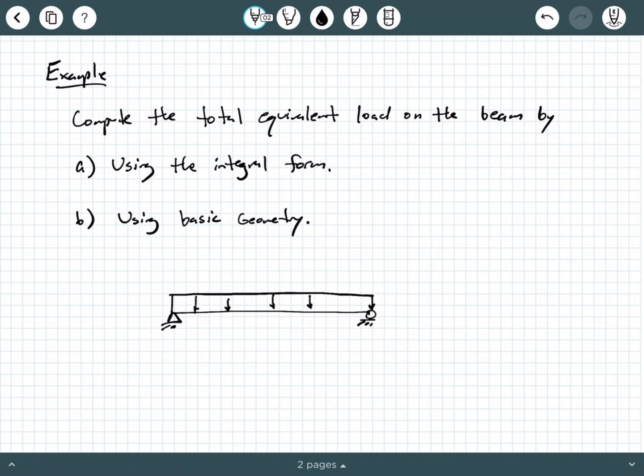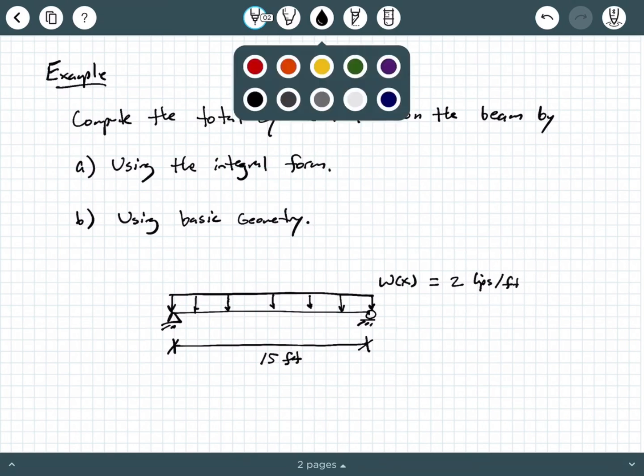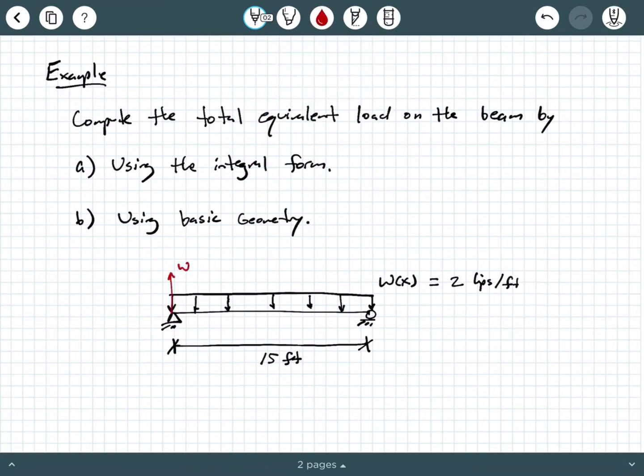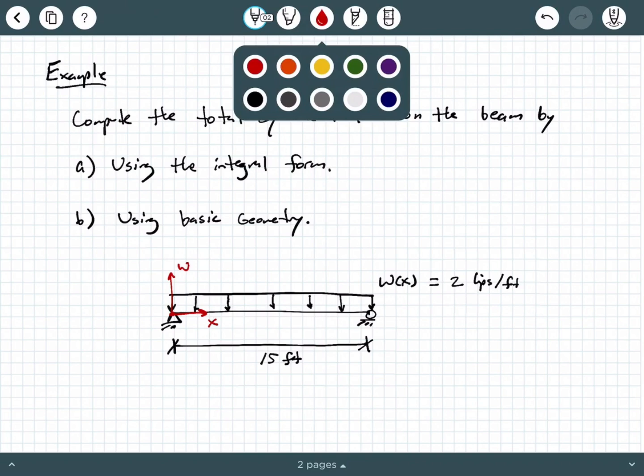So we have this beam and it's subject to a uniform distributed load, like I mentioned at the end of the previous video. This beam is 15 feet long and it has an intensity W as a function of X equaling 2 kips per foot. And I'm going to put some axes on here. That's the W axis, and this is the x-axis, so we see that this left support is the origin. So let's take a look at the solution.